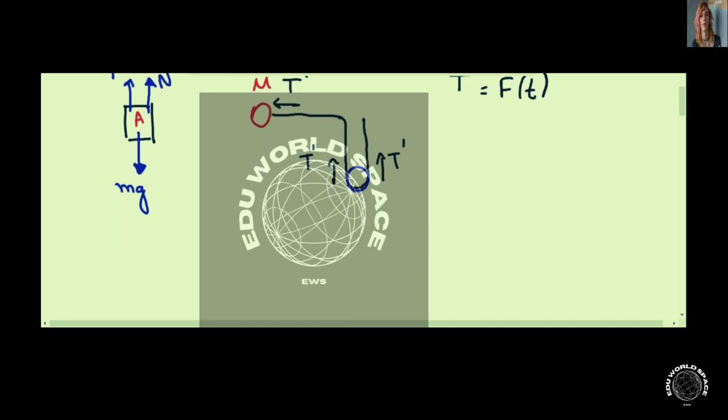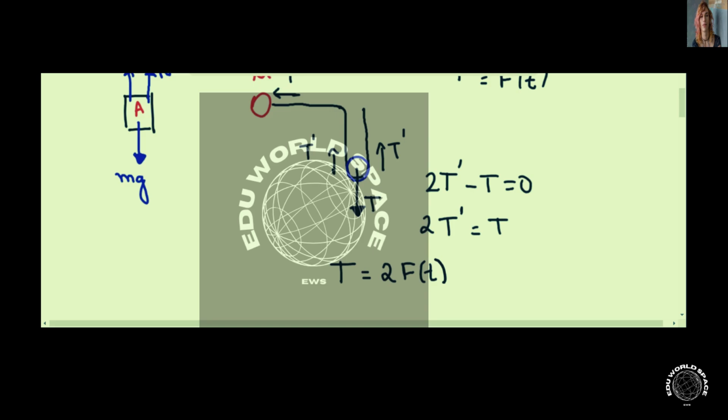Okay, but we also have the force, the tension, T, that pulls the pulley down. And since the pulley is massless, we have 2T prime minus T is equal to 0, meaning that T is equal to 2T prime. So T is equal to 2 times F of T.